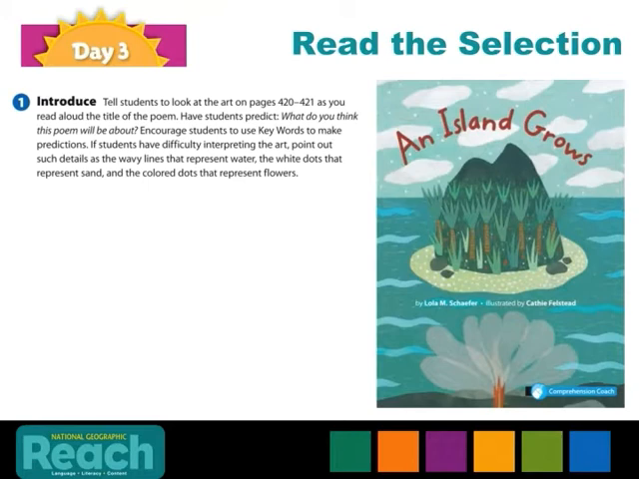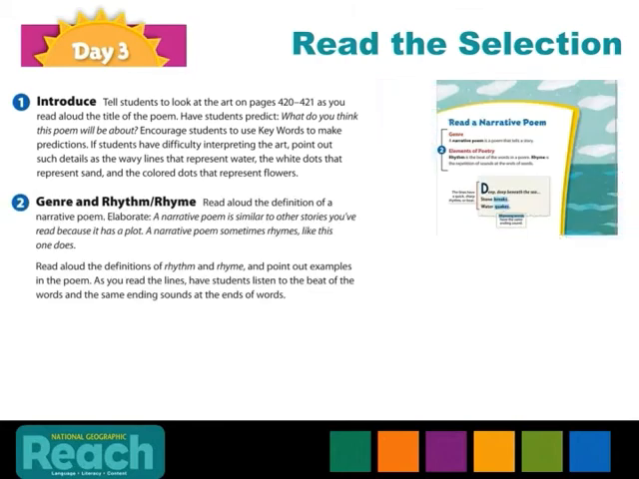Now it's time to begin reading the first selection, which always begins with a preview. Each preview will follow the same 3 steps. First, introduce the selection by sharing the title, An Island Grows, asking students to predict what will happen, and encouraging them to use keywords to describe what they see. Then introduce the students to the genre of the selection and one of the aspects of that genre.